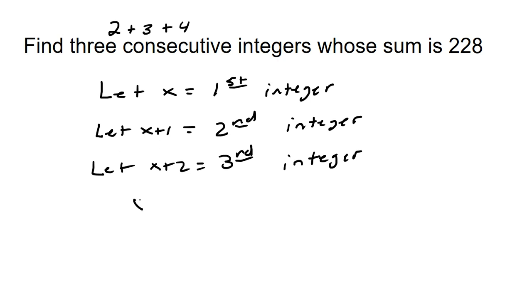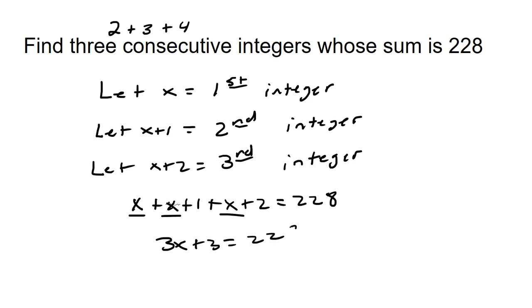So now I can write my equation: x plus x plus 1 plus x plus 2 is equal to 228. That's what I want it to equal right there. So again, where did I get the x from? That's the first integer. Where did I get the x plus 1 from? That's the second integer. x plus 2 is the third integer. So now I combine like terms. 1x plus 1x plus 1x is 3x. 1 plus 2 is 3, is equal to 228. So now I have a simple two-step equation to solve.